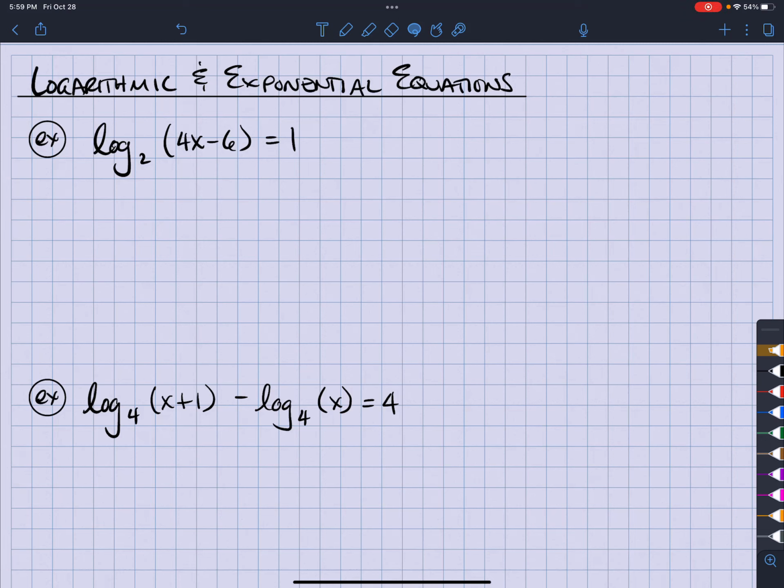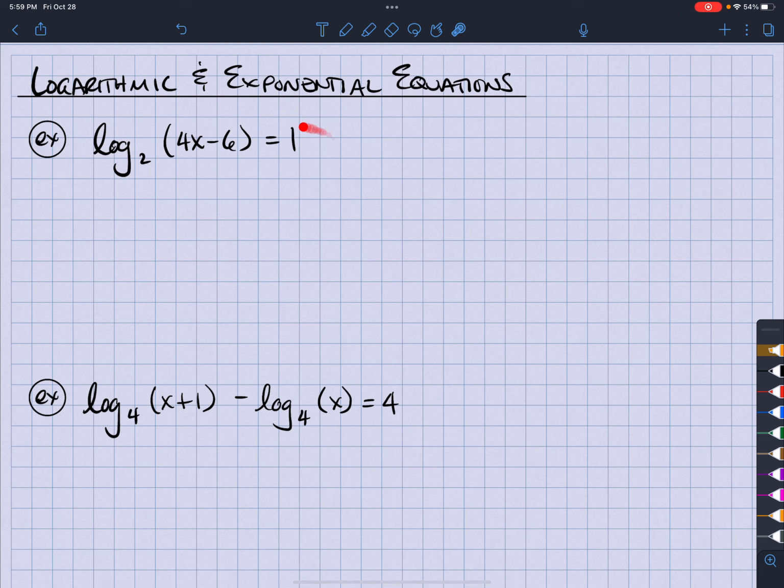So today we're talking about logarithmic and exponential equations. Some of the types of equations that you're going to see and need to solve, you have to come up with some strategies here. So this first one has a log on one side and just a number on the other. How do I go ahead and do that?